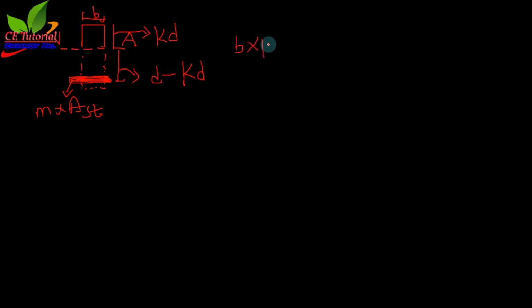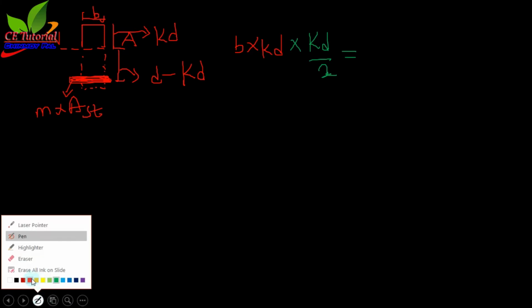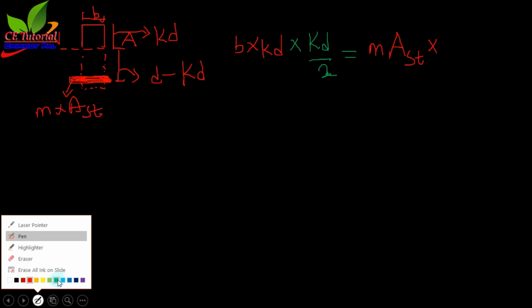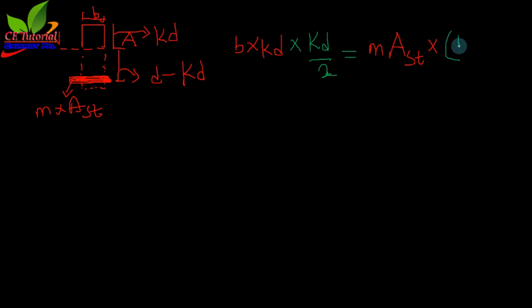So our formula is B multiplied by KD. This is the area, multiplied by KD by 2, equal to again the area M AST multiplied by the distance D minus KD. Okay.